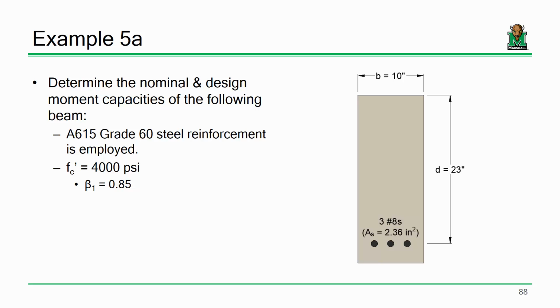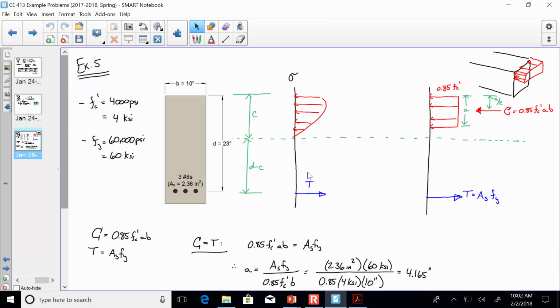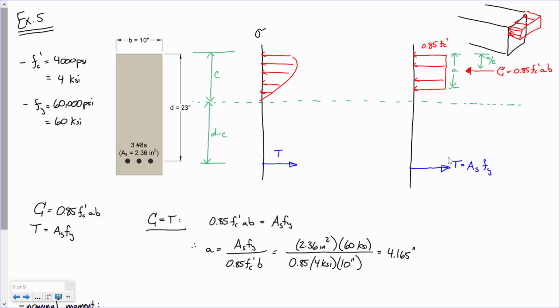So what we did is this. We did this example, and then I want to go back and talk a little bit about some of these terms like beta 1, what are the ACI limits and things we need to assess. And then I want to go back to this problem and revisit it. So just to recap, to get everybody's memories jogged, this is the problem that we looked at before we left. So here was our beam.